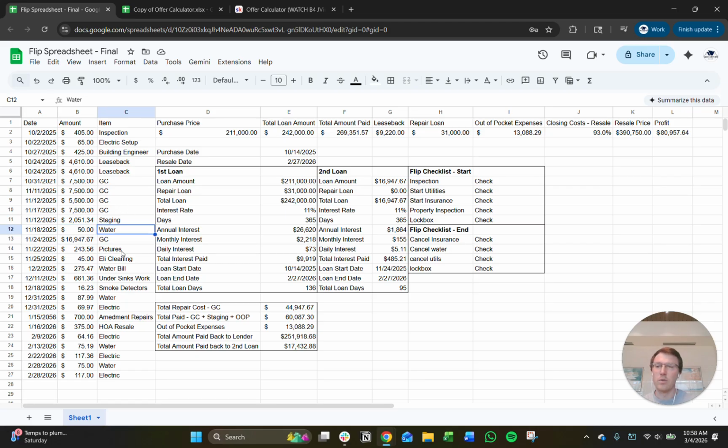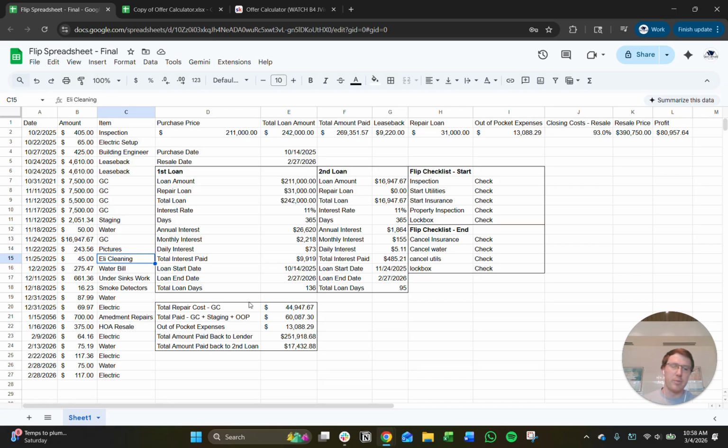So like water bill, pictures. This is from someone cleaning the house afterwards. Another water bill. We had to do some repair work after the fact. Had to replace the smoke detector batteries, water, electric again. The first buyer actually ended up backing out, but we did $700 in amendment repairs. I think we just had to do some touch-up paint, fix the GFCIs, things like that. Had to reorder an HOA resale package, and then just continued water and electric.